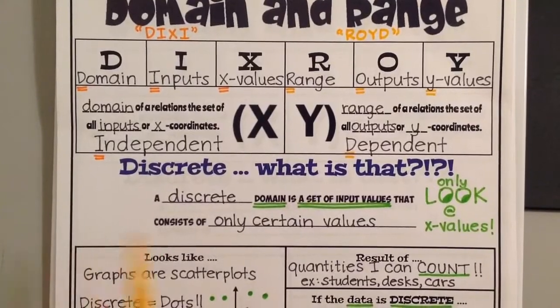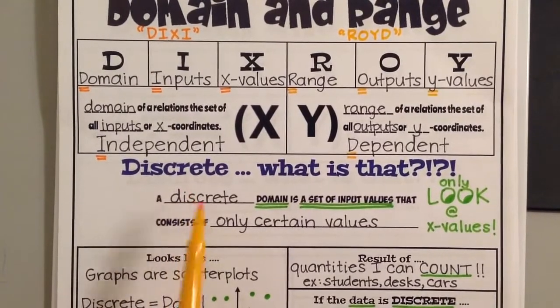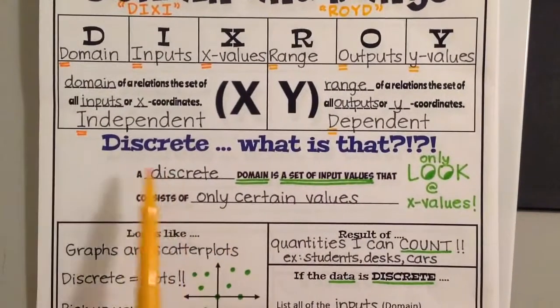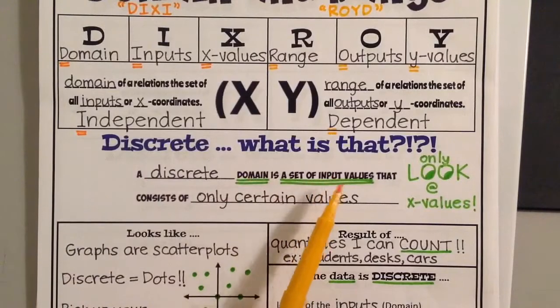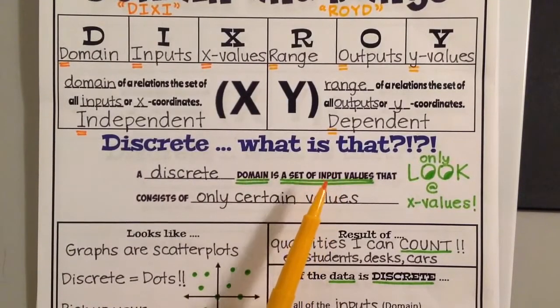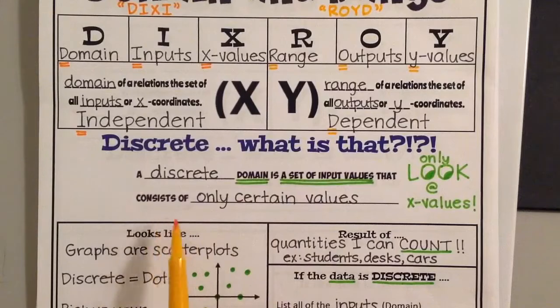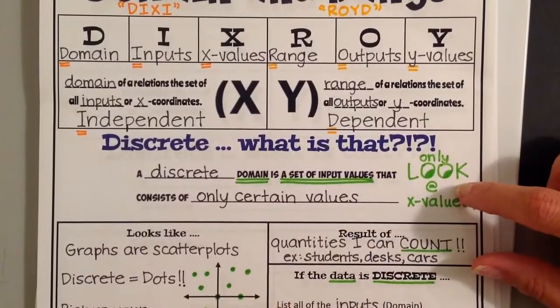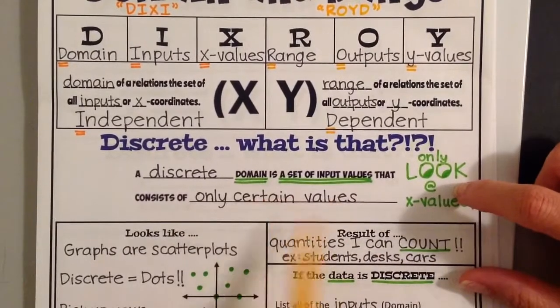So now let's talk about discrete. When I mentioned we were going to find domain and range for discrete functions, what does that exactly mean? Well, a discrete domain is a set of input values, so x values. So it's a group of x's that consist of only certain values. So when you want to figure out if it's discrete, you have to look at only your x values. That's going to tell you if you're going to leave out certain values.